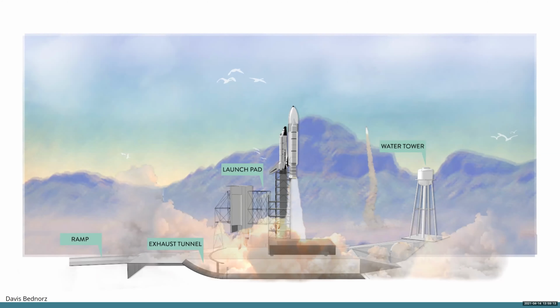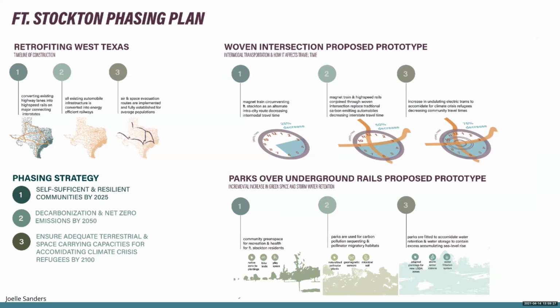And this is one of the launch pad views. I studied Cape Canaveral to see how they were set up there. And this is pretty standard for a space shuttle launch. I figured that the rocket to be launched would be similar to a space shuttle because those are the only passenger vehicles we've sent into space. So here's our Fort Stockton phasing plan, going over those phases for 2025, 2050, and 2100. And then going into retrofitting West Texas on the next slide.